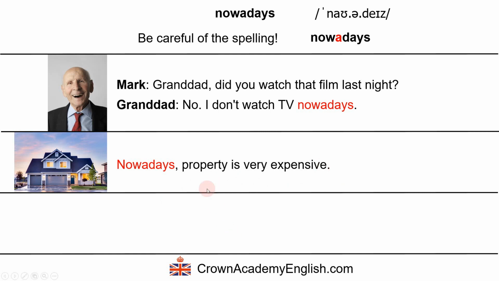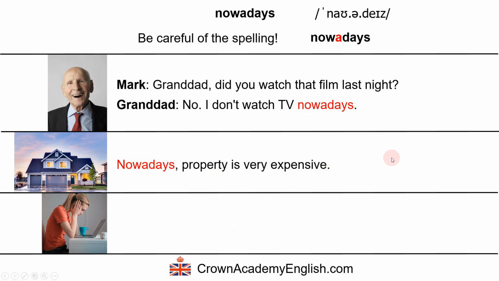Okay, so property is the general word for buying and selling of houses or apartments. Okay, so it's the general word, the general term. So property, and it's singular. So property is very expensive.